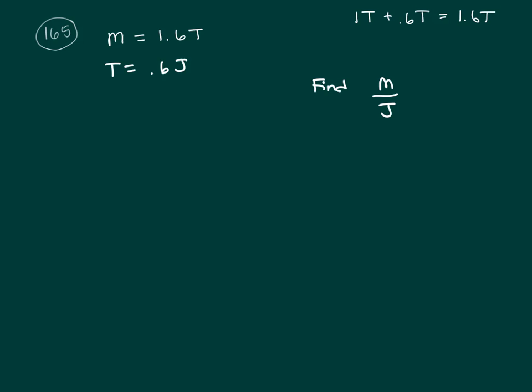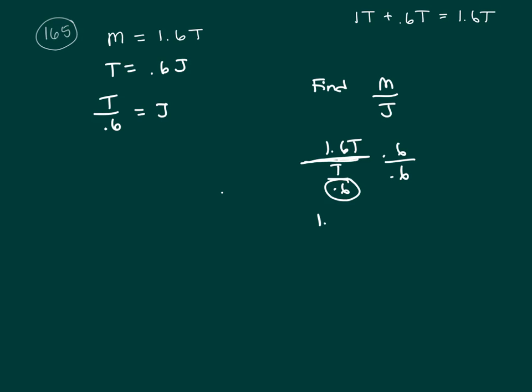Well, we know that Mary's is 1.6T. What is Juan's? We'll solve this lower equation for Juan, and that's T divided by 0.6 equals J. So 1.6T over T over 0.6. And of course, that's a complex fraction. The way I like to get rid of complex fractions is I multiply top and bottom, the main numerator and the main denominator, by this secondary denominator, which is 0.6.